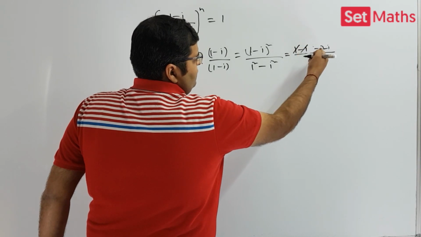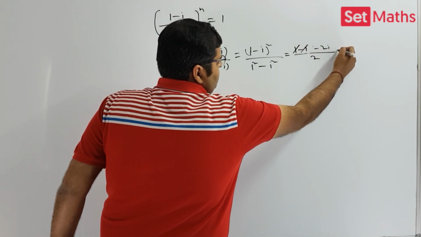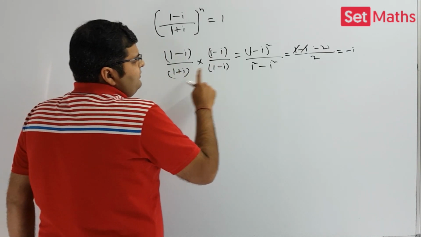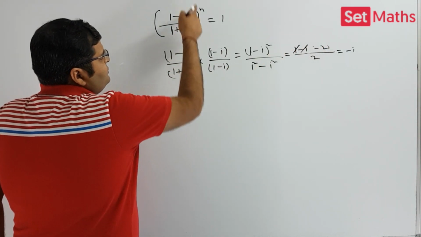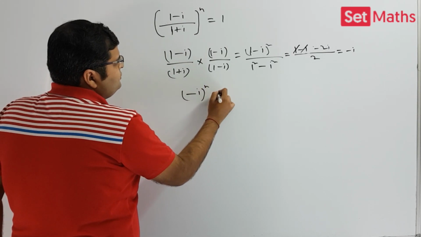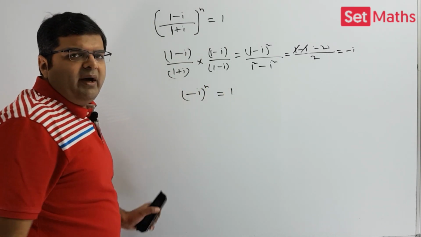So this goes away. So what we get is minus 2i upon 2. Minus 2i upon 2 is minus i. So (1 − i)/(1 + i) equals minus i. So instead of this, we'll just write minus i. So we get (−i) raised to n equal to 1.